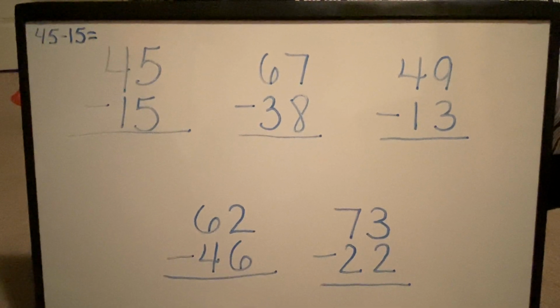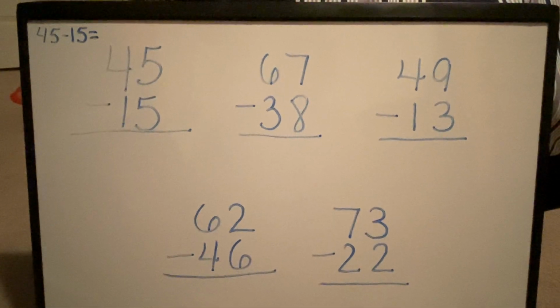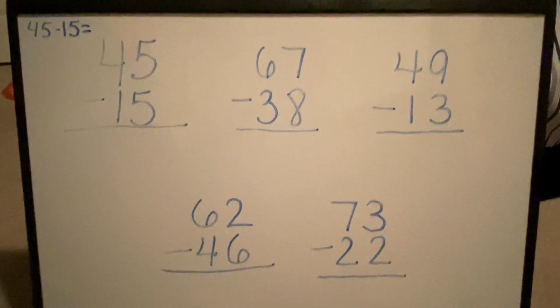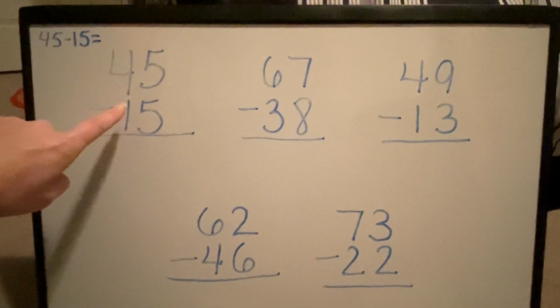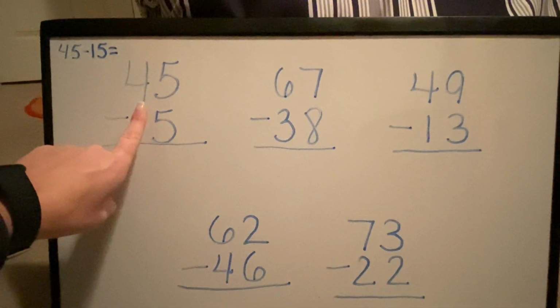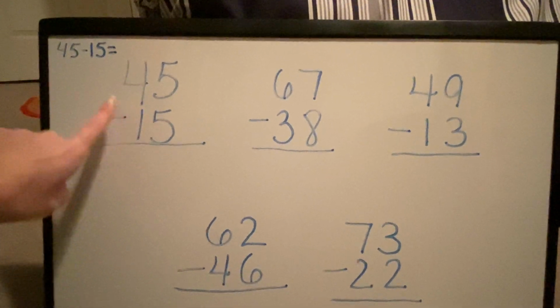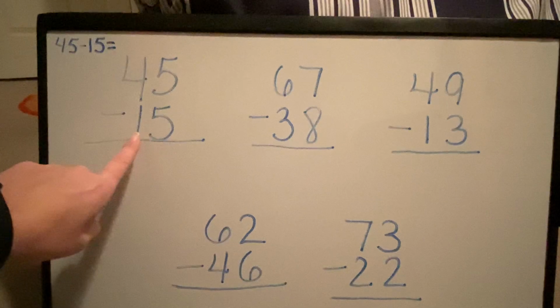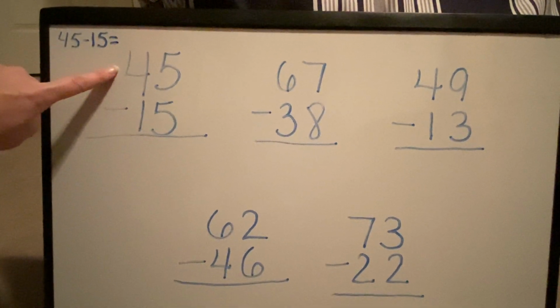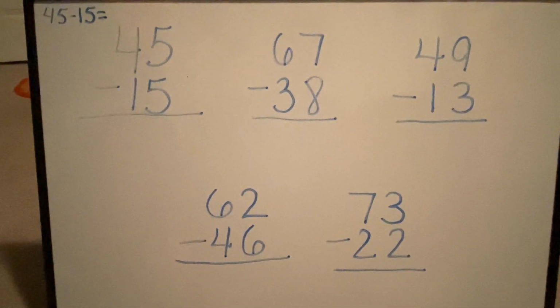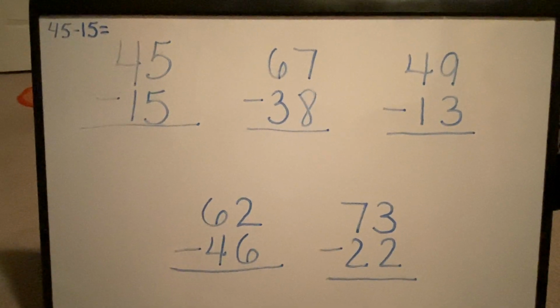So we have been working on taking a 2-digit number and subtracting a 1-digit number. So instead of the problem that you see right here, I would have 45 minus 5. Today, we're going to add in that other tens digit. So we're going to have a 2-digit number minus a 2-digit number. So we're going to still use our rhymes that we've always used.